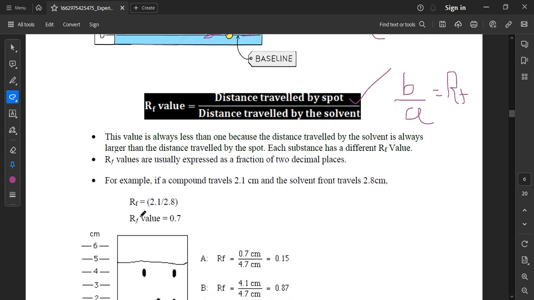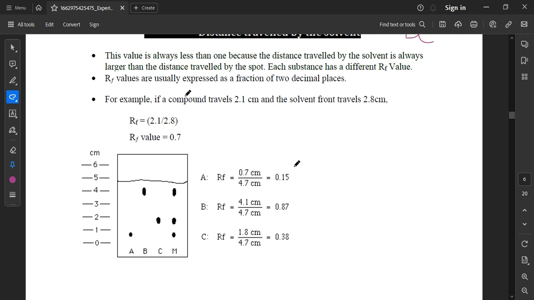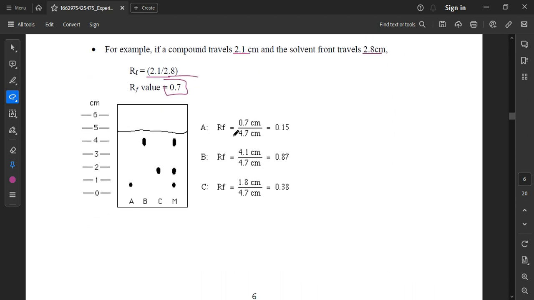Okay, let's move on. This value is always less than 1 because the distance traveled by the solvent is always larger than the distance traveled by the spot. Each substance has a different RF value. RF values are usually expressed as a fraction to two decimals. For example, if a compound travels 2.1 centimeters and the solvent travels 2.8 centimeters, 2.1 over 2.8 is 0.7, less than 1. Makes sense? Let's move on.